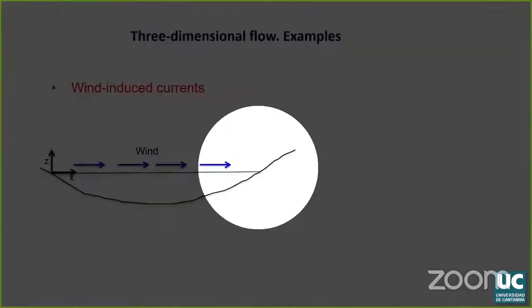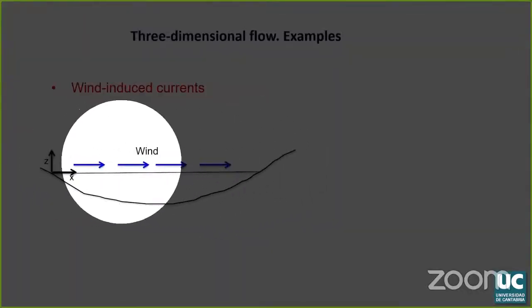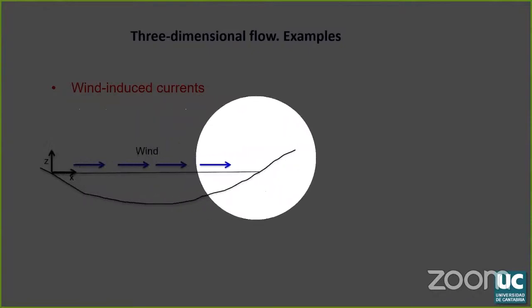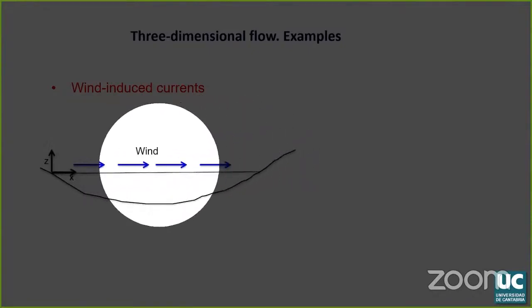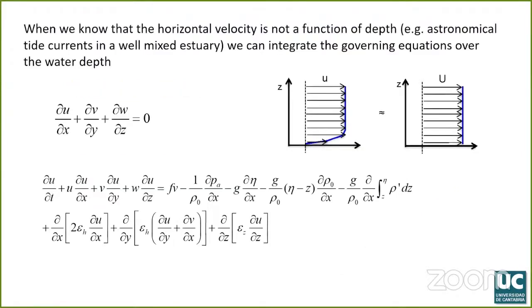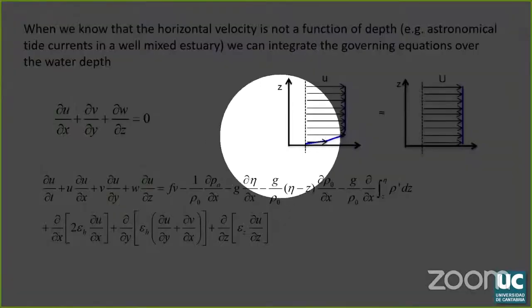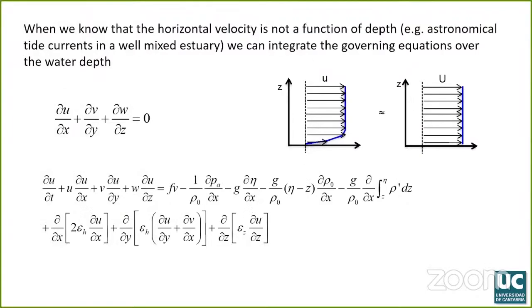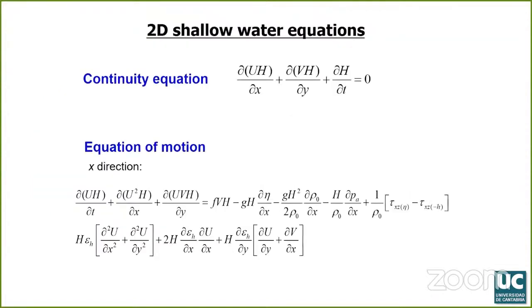An example of a case where you should apply these equations is wind-induced flow. Wind blowing over a free surface will produce wind setup and vertical current profiles. However, there are cases where we know that the horizontal velocity is not a function of depth. For example, when we want to calculate astronomical tide currents in a well-mixed estuary. In these cases, we can integrate the governing equations over the water depth and obtain the 2D shallow water equations.